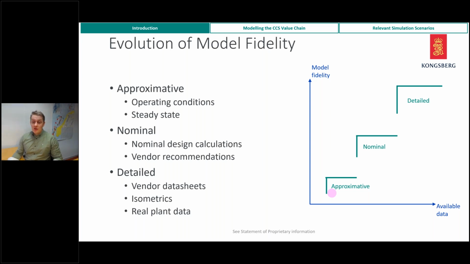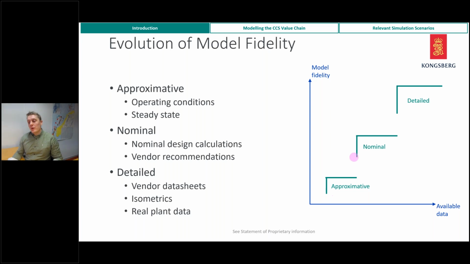In an approximative model, you can get started by having a few intended operating conditions. You can have steady state simulations available, and you start by constructing what I typically call a skeleton of a model that you know is going to get more meat on the bones eventually, but it's a good place to start. At least you've gotten going.